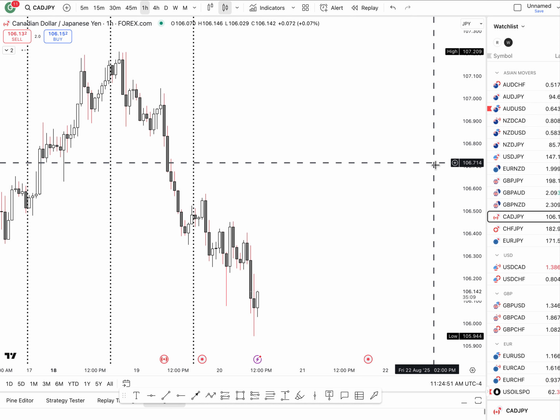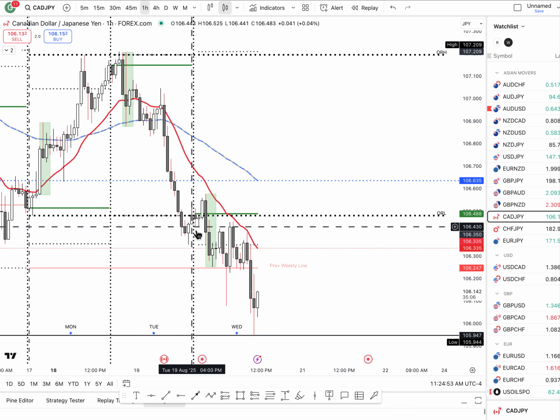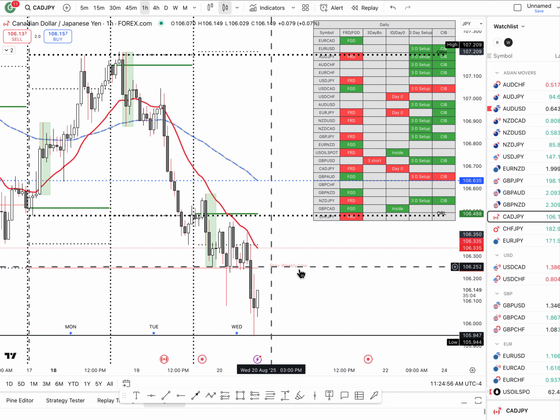Now let's take a look at CAD JPY. It was also a first red day. Yesterday closed as an FGD. Today we have our sell high setup.